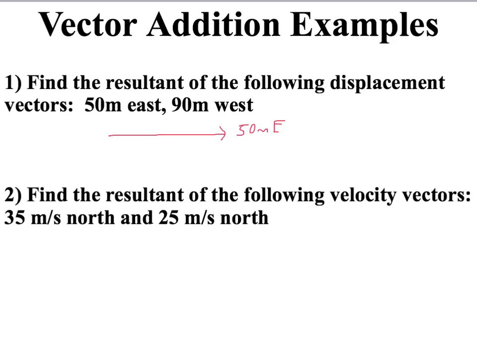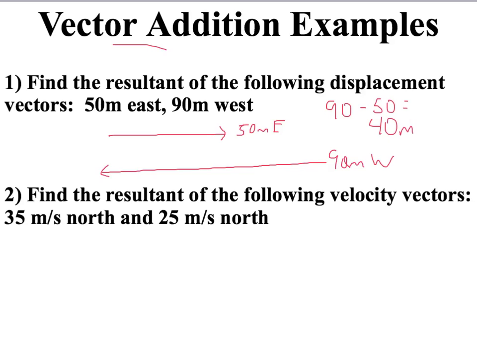And 90 meters west would look like that. It's bigger, and the arrow is pointing in the opposite direction. Now to find the resultant, since these are opposite directions, you would subtract them. 90 minus 50 equals 40 meters. And to figure out the direction, we'd take the bigger one. So 40 meters west is our resultant.